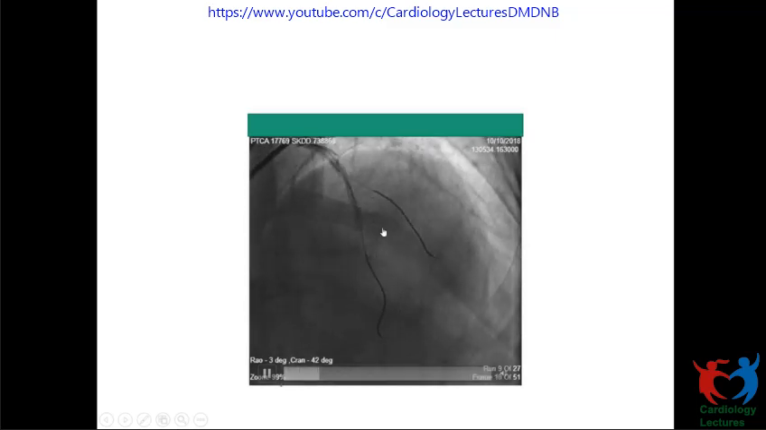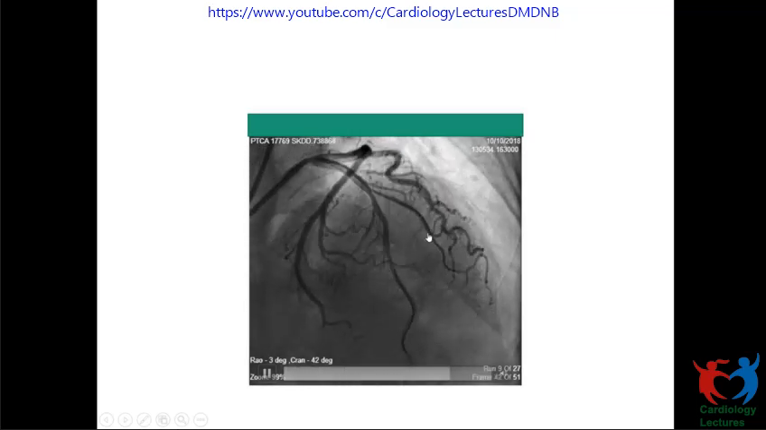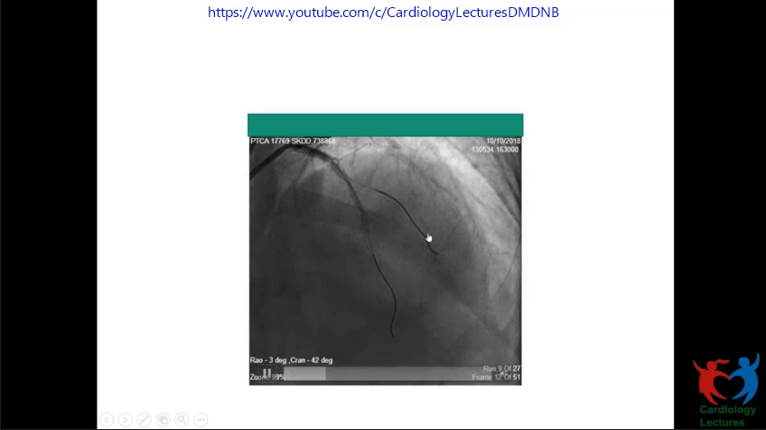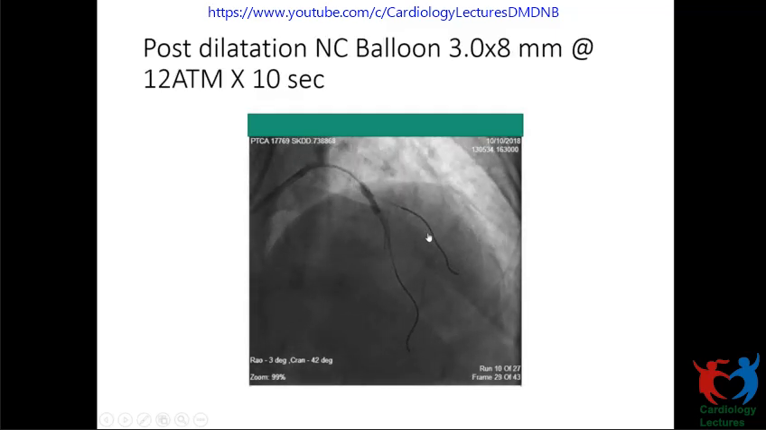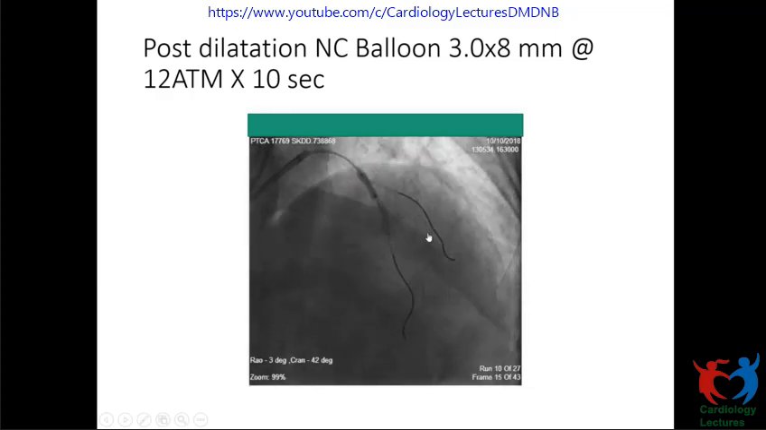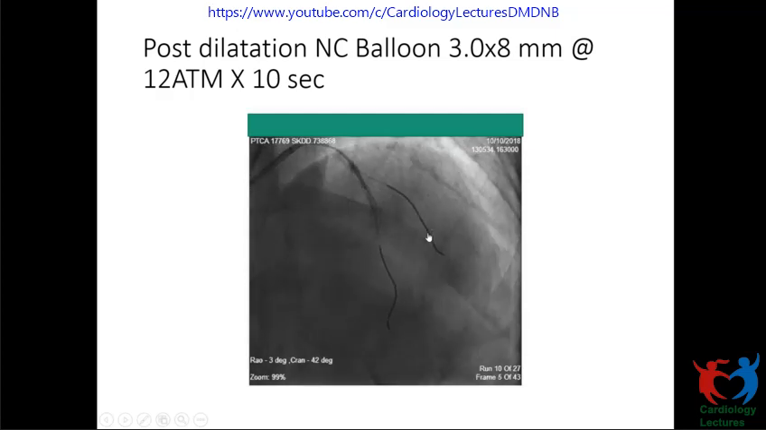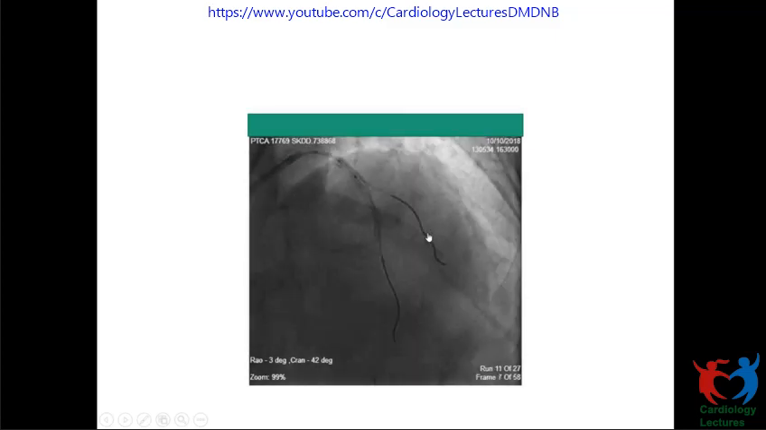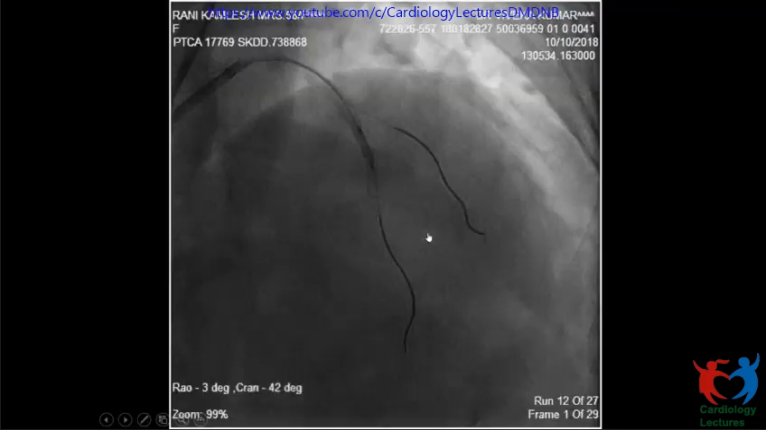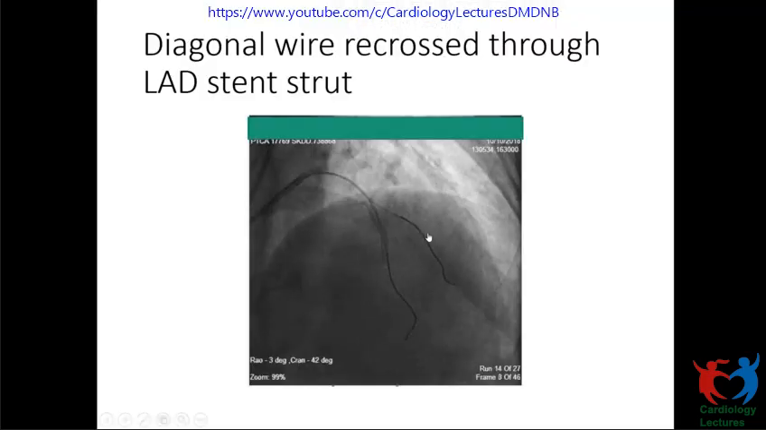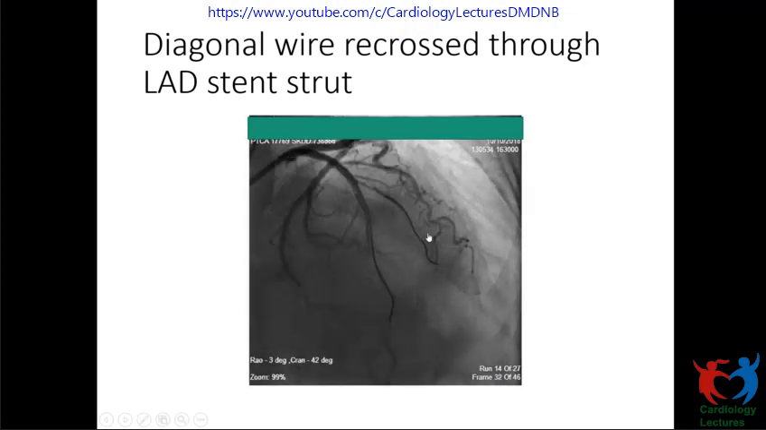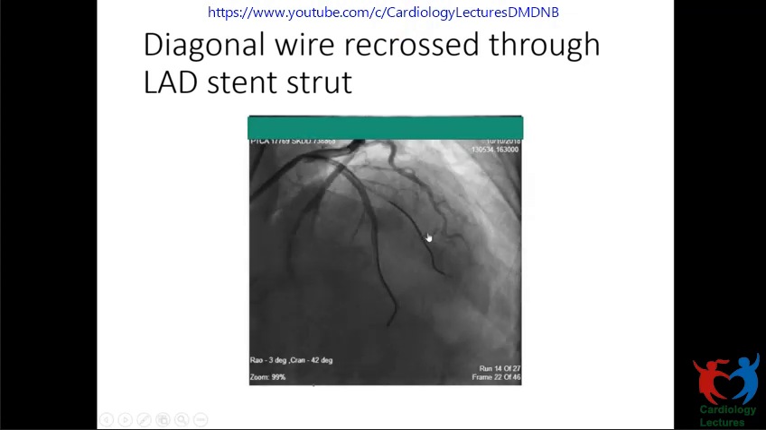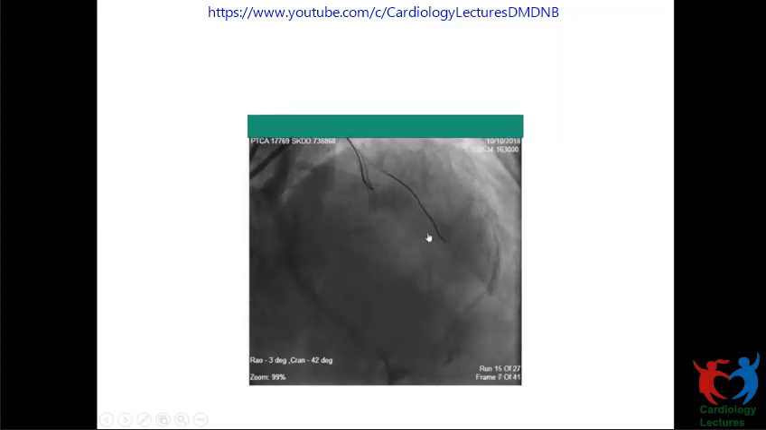But still the disease is there at the point of diagonal origin. But most of the people, if you re-inject for some other reason or do a CT angio, they demonstrate good diagonals. Yes, ma'am. So we then did a post-dilatation of this lesion, which was across the diagonal. In the distal part also, post-dilatation was required. And then at this point, we recrossed the diagonal through the strut.